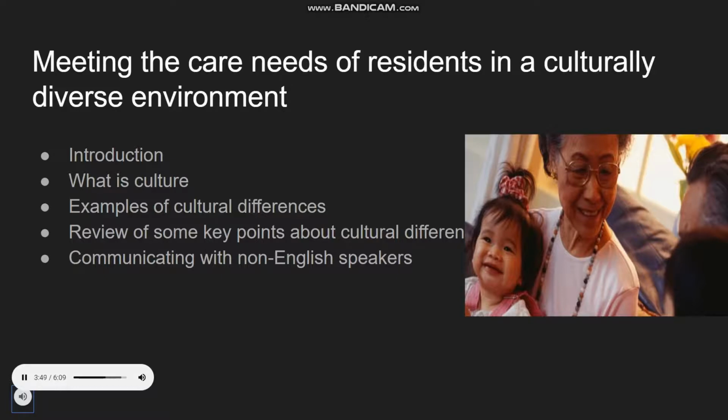The most important thing to remember is that differences in culture are not good or bad. Differences in culture are not right or wrong. They are just different ways of doing and thinking. Direct care staff persons need to understand and be respectful of cultural differences.